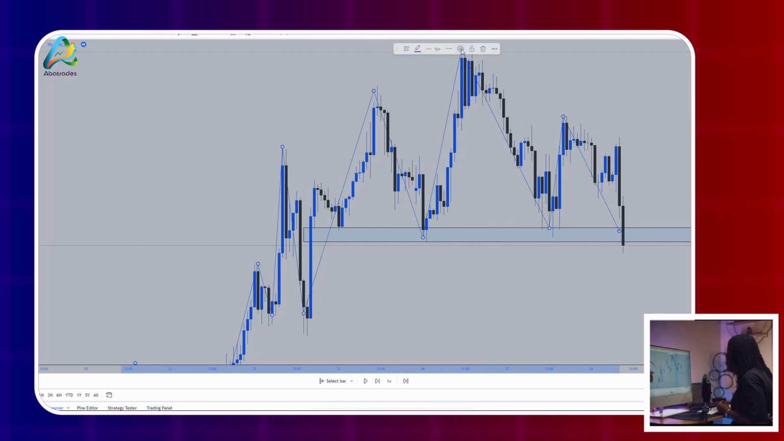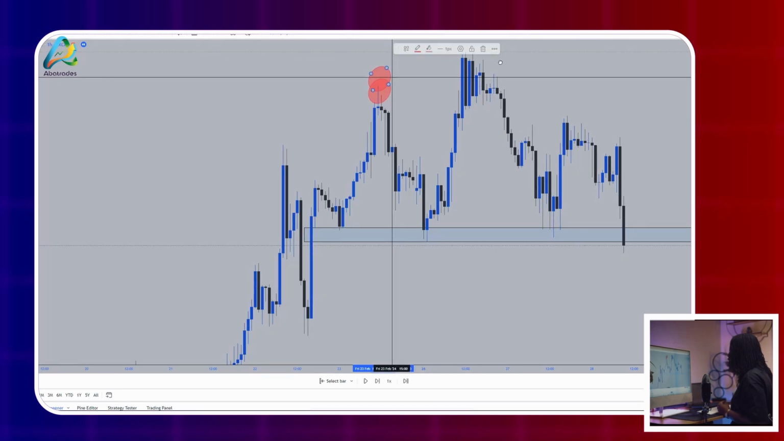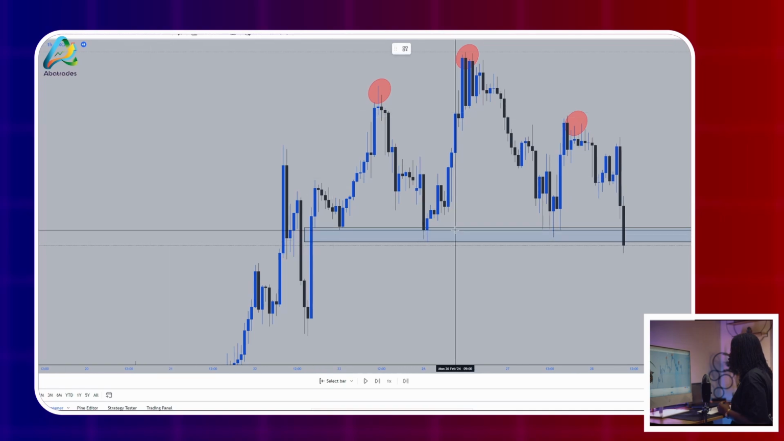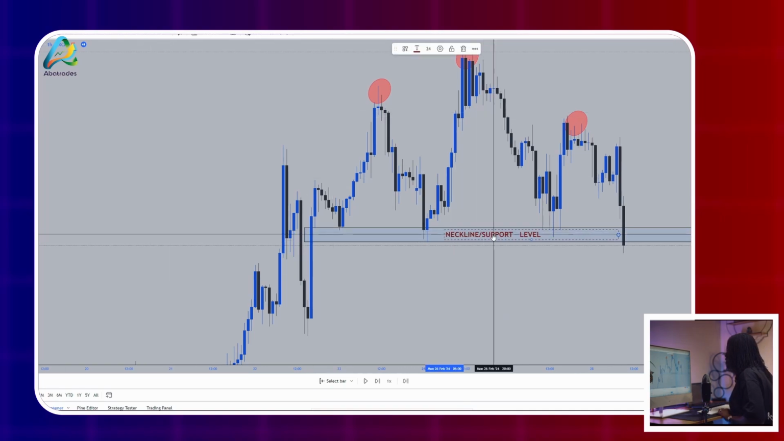So let me just indicate everything so you see everything well. So here becomes the left shoulder, here becomes the head, here becomes the right shoulder, and then we have our neckline or our support level here. So we have our neckline slash our support level here.